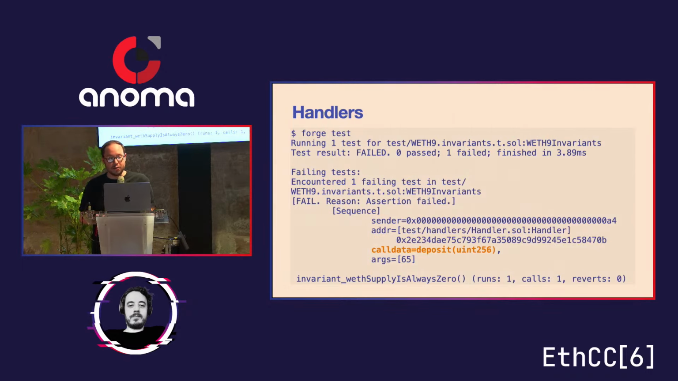The call data of the function that broke the invariant. Here it was a deposit. And the arguments to that function. So in this example, we called deposit. We deposited 65 wei. And that broke our now invalid invariant that the total supply is always 0.